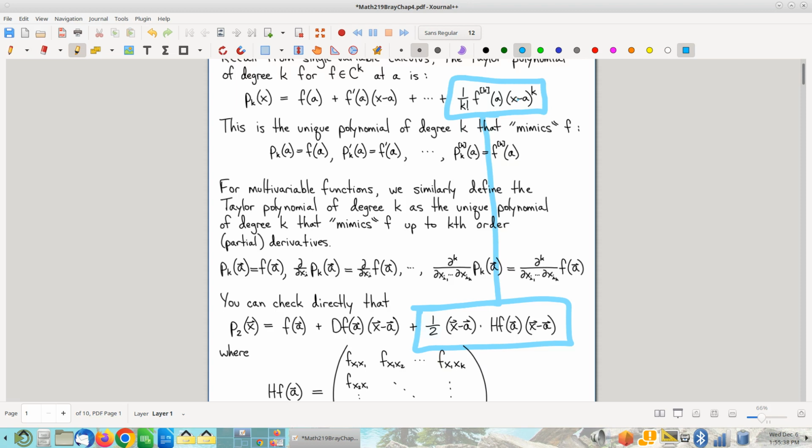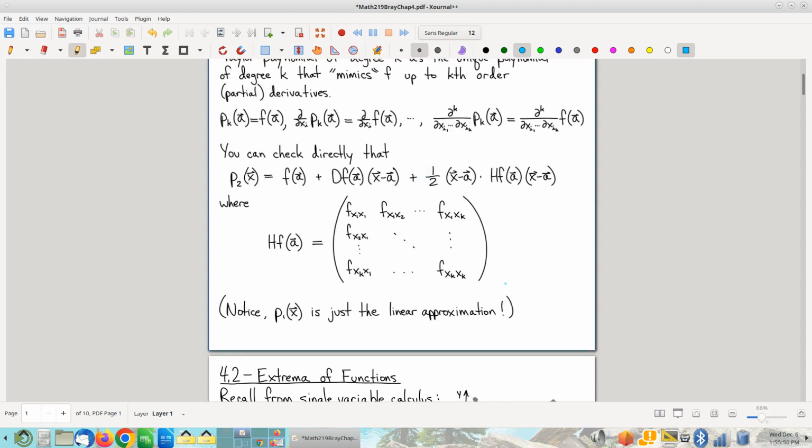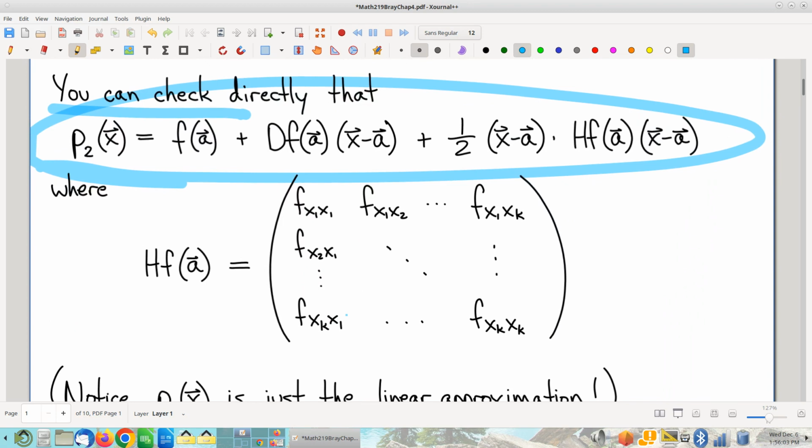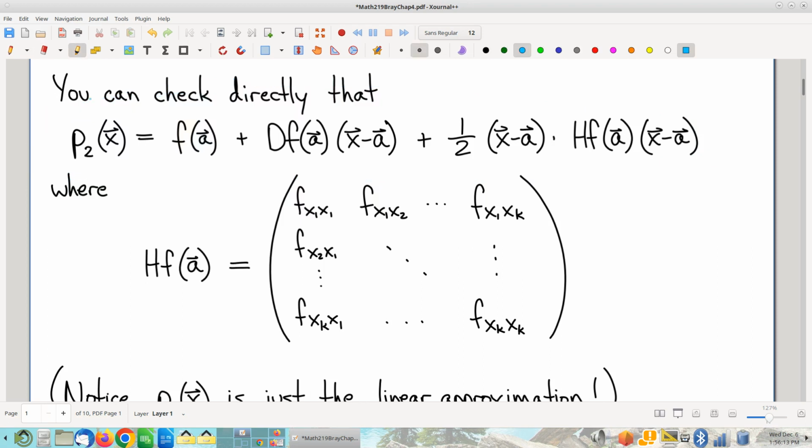Matrices do weird things. There's a dot product. It's a weirder expression, but this is the nature of just how it works out. And by the way, easily checked, and I think this is a nice exercise. Check directly for yourself that this polynomial right here agrees with f in value, in all of the first partials, and in all of the second partials at the point A with the target function f. Okay. All right. Is everybody good?